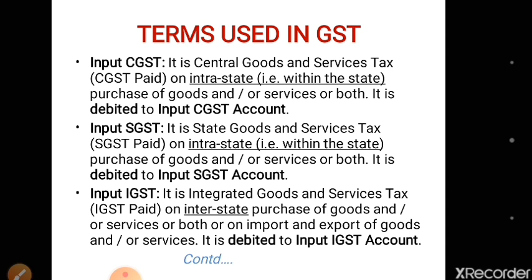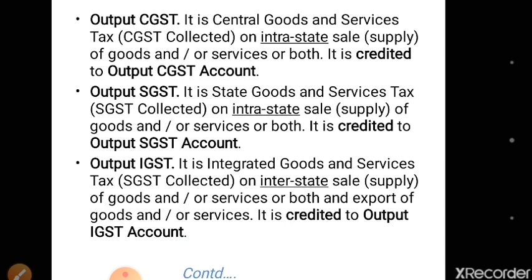Both are levied on purchase of goods and services within the state, and they are debited along with the purchase. Since purchase is debited, the input CGST is also debited, the input SGST is also debited. Input IGST, it is an integrated goods and service tax on interstate purchase of goods and services or both, or on import and export of goods. It is debited to input IGST account.